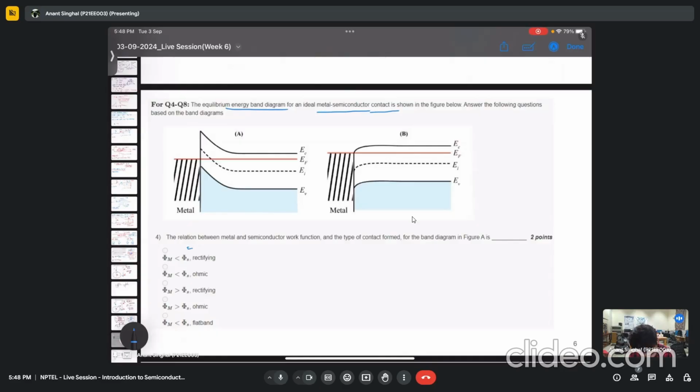The relationship between the metal and semiconductor work function and the type of contact formed for figure A. So this is figure A. You need to see whether phi m is greater than phi s or less than, and whether it is ohmic or Schottky. Schottky is also known as a rectifying contact because of the barrier. It is rectifying. So maybe you can take 2-3 minutes and let me know what could be the answer and why it should be the answer.